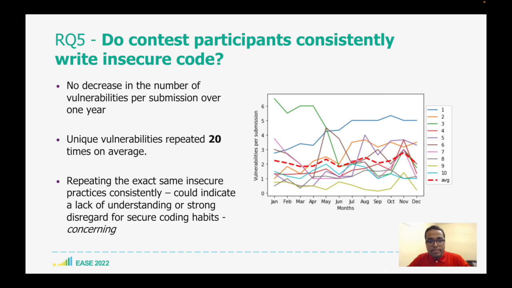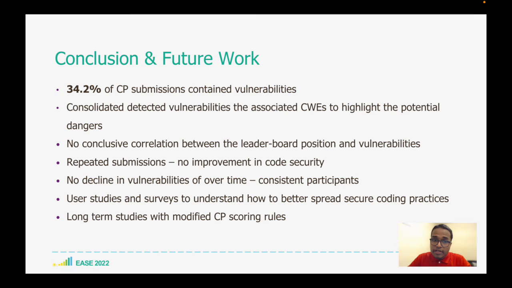Repeating the exact same insecure practices so many times could indicate a lack of understanding about certain secure coding practices or a strong disregard for secure coding habits, which is a point of concern we would like to raise through this study. We now move on to the last phase of this presentation, conclusion and future work.